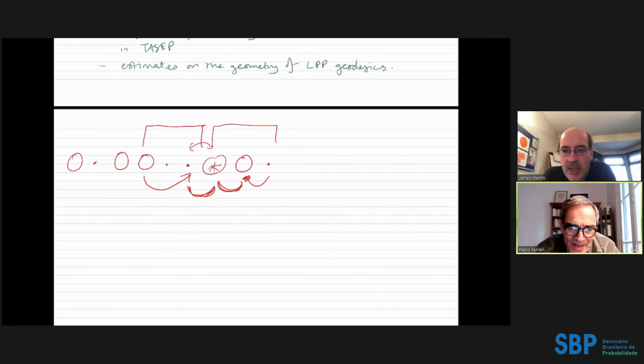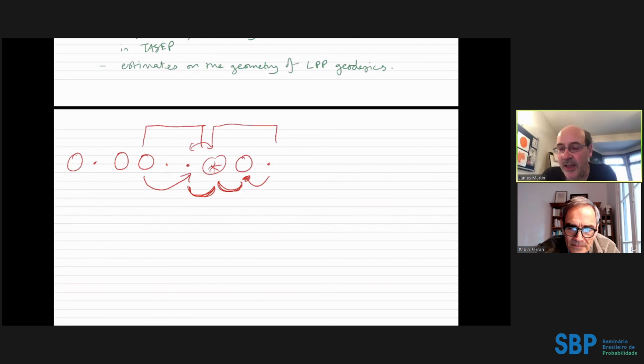Okay, thank you. I have a more elementary question, James. So I understand that 1/2 plays a role because the second class particle won't have a drift, but what's the importance in the proof of this density?